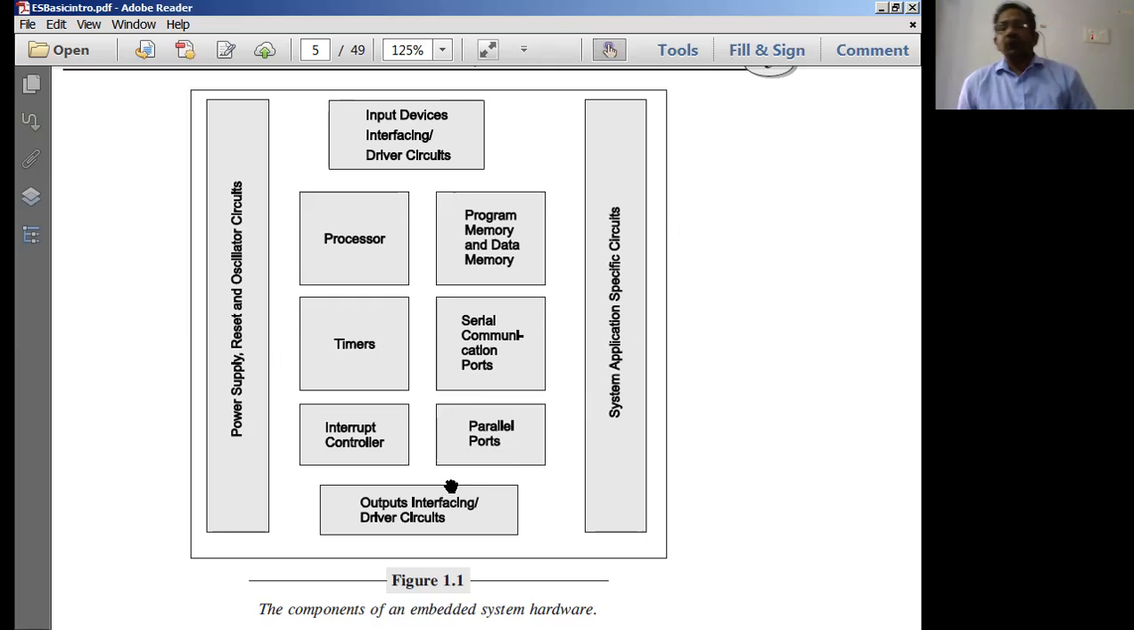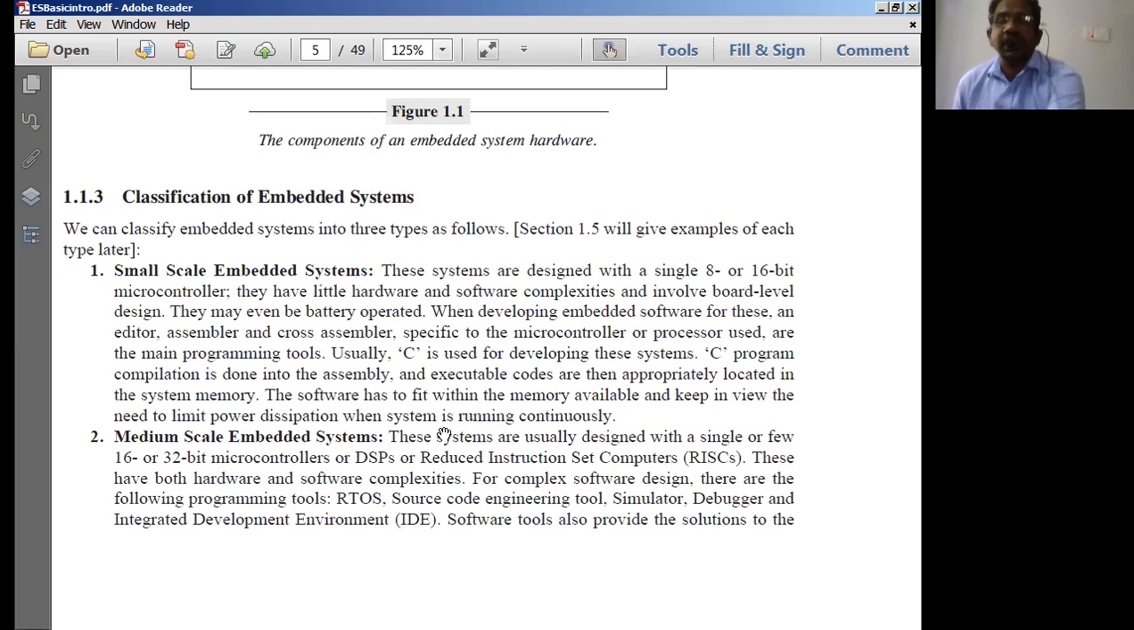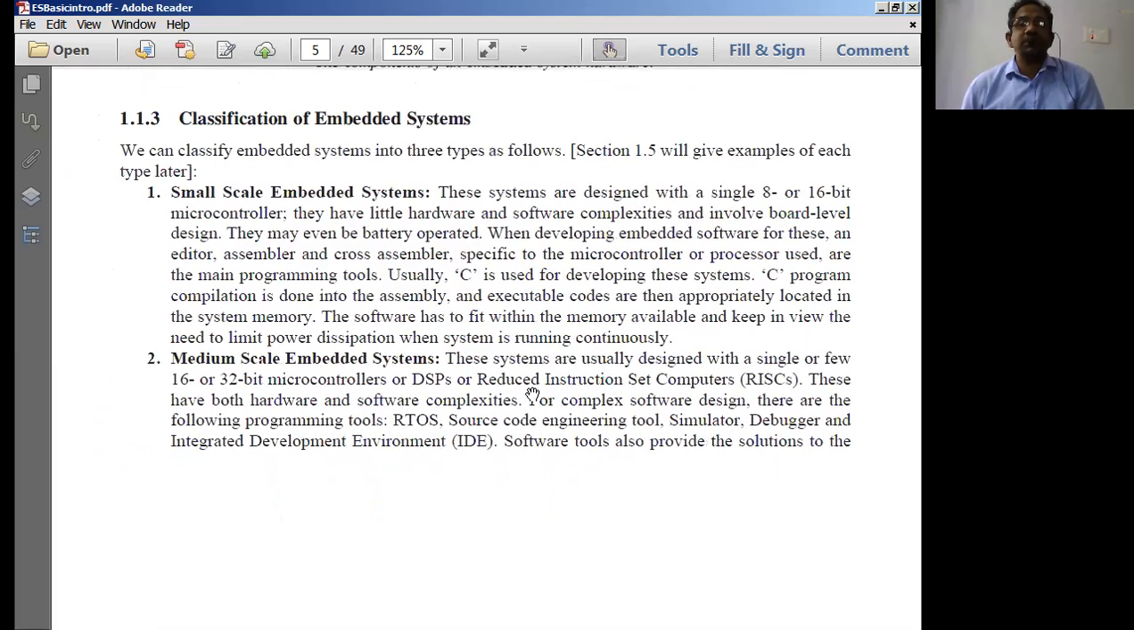Okay, now in the last class we emphasized the various types of embedded systems. Embedded systems are classified into three types. One of them is the small scale embedded system. Another one is the medium scale embedded system. Coming to the small scale embedded system, as mentioned, it is used with only 8-bit or 16-bit microcontrollers.